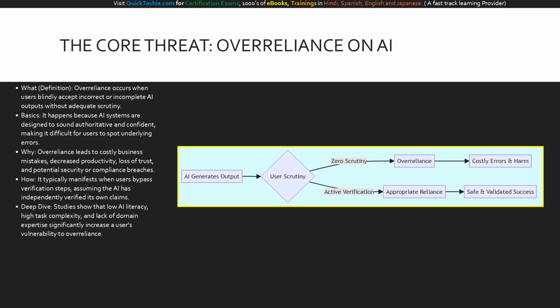However, if the user takes the bottom path, applying active verification through citations and human review, they achieve what we call appropriate reliance. This leads directly to safe and validated success. The takeaway here is that the user's action immediately following the AI generation dictates the safety of the entire workflow.